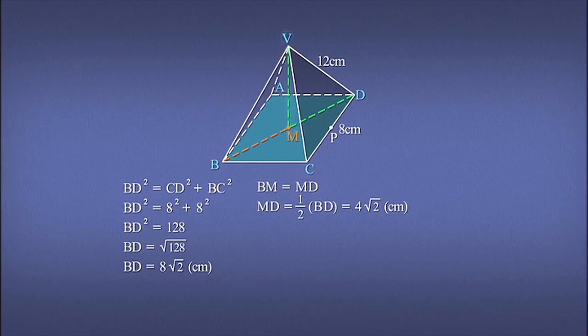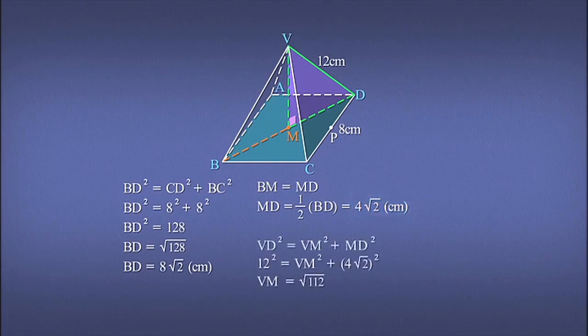VM is the distance between point V and the plane ABCD. Now let's calculate the length of VM. For the right-angled triangle VMD, the length of VD is 12 centimeters. The length of MD is 4 times the square root of 2 centimeters. By applying Pythagoras' theorem, the length of VM is 10.6 centimeters.